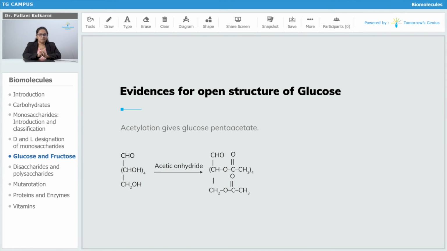To find out how many OH groups are present in the open structure of glucose, we can perform the esterification reaction by using acetic anhydride. Whenever any alcoholic OH is treated with acetic anhydride, it gets converted into the acetate, that is ester. Glucose is converted into glucose pentaacetate, which indicates that the open structure of glucose has 5 alcoholic OH groups in it.